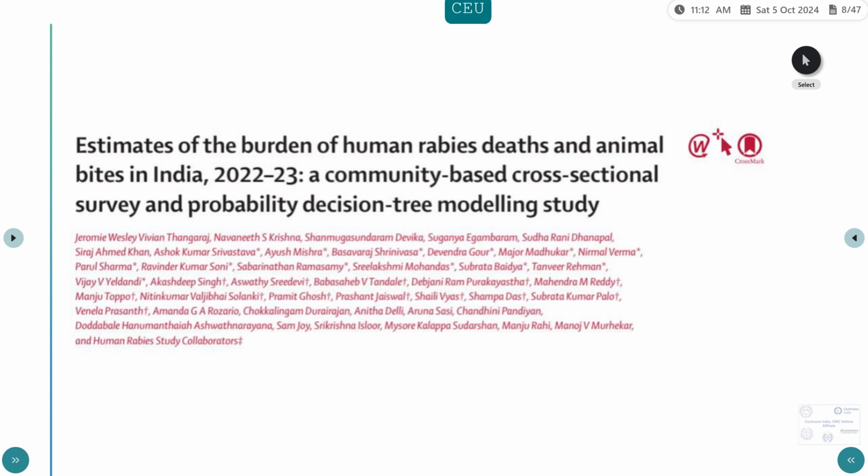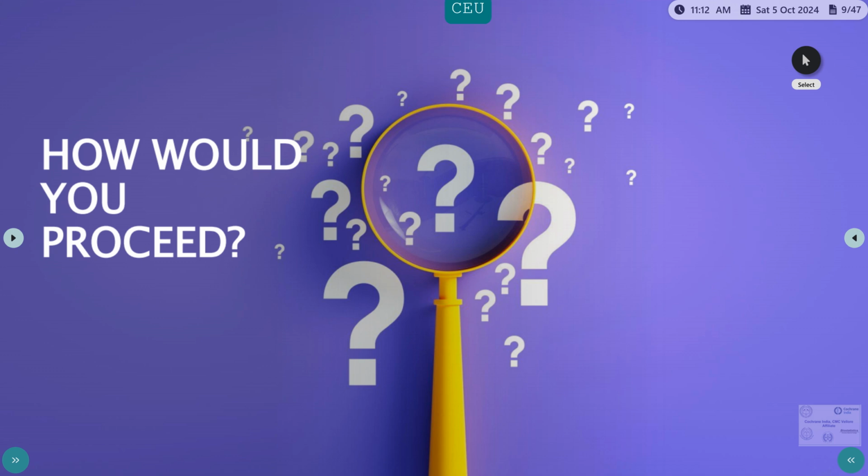This study was published recently in the Lancet Infectious Diseases journal on September 30th of last month. It talks about estimates of the burden of human rabies deaths and animal bites in India in the years 2022 to 2023. It's a community-based cross-sectional survey and probability decision tree modeling study. I will come to what the second part of the research is about, the probability decision tree modeling. So how do you proceed? What are the variables that you would want to know in this study? Or if you were conducting it, what variables would you have wanted to include?